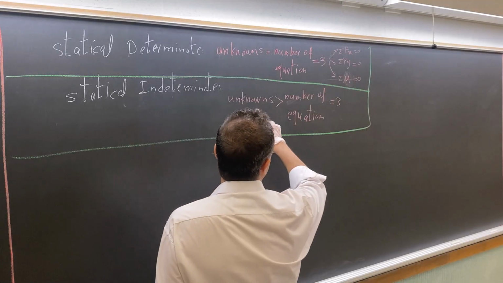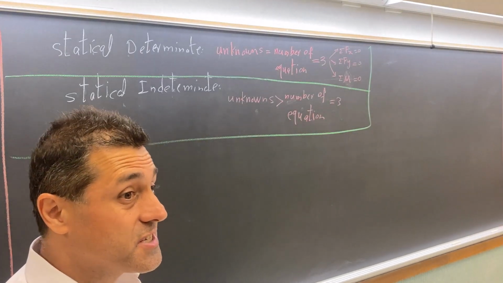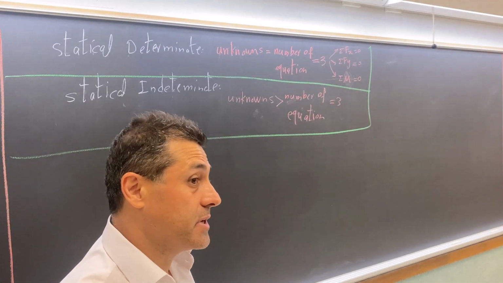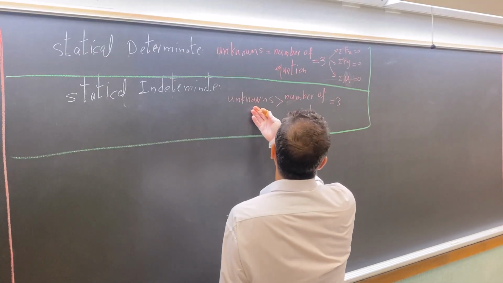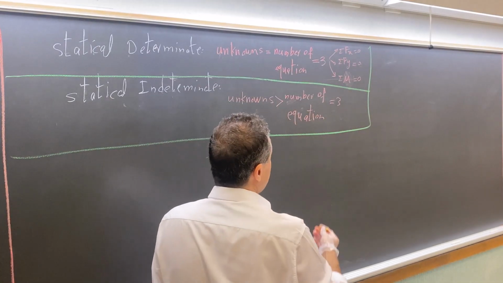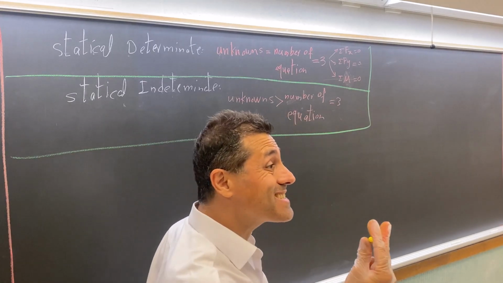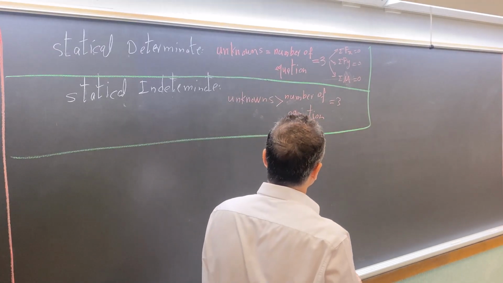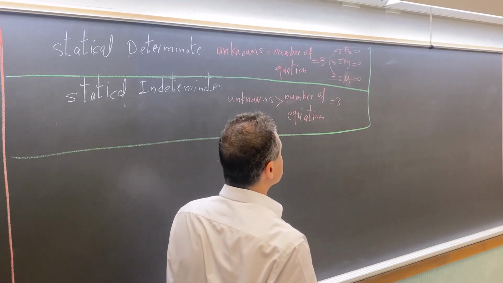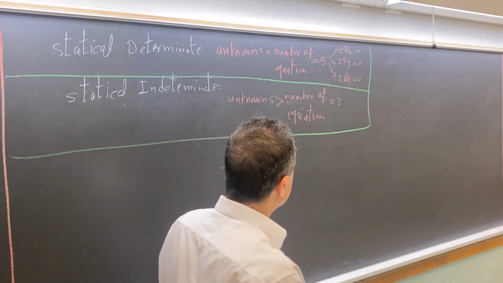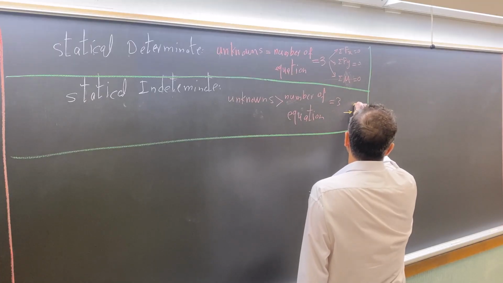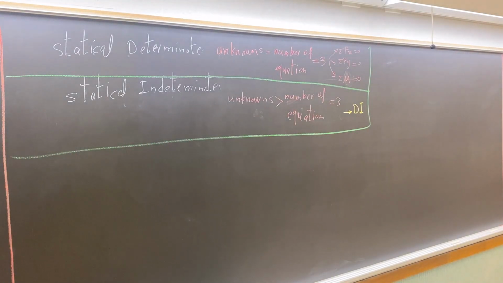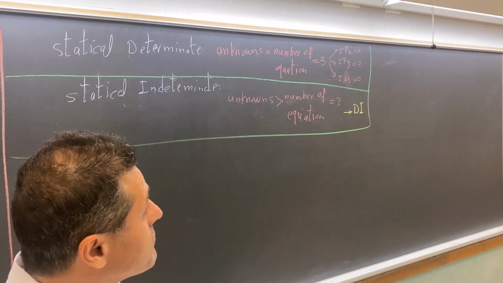If the number of unknowns is greater than the number of equations, which is 3, then the difference between these two numbers is the degree of indeterminacy. It means that if you have, for example, 5 unknowns, and you always have 3 equations, then you have 2 extra unknowns. So 2 is the degree of indeterminacy of your structure. The difference between these 2 is called degree of indeterminacy, and we show it with DI. So now, most of the questions are looking for this value, how to find the degree of indeterminacy of a structure.